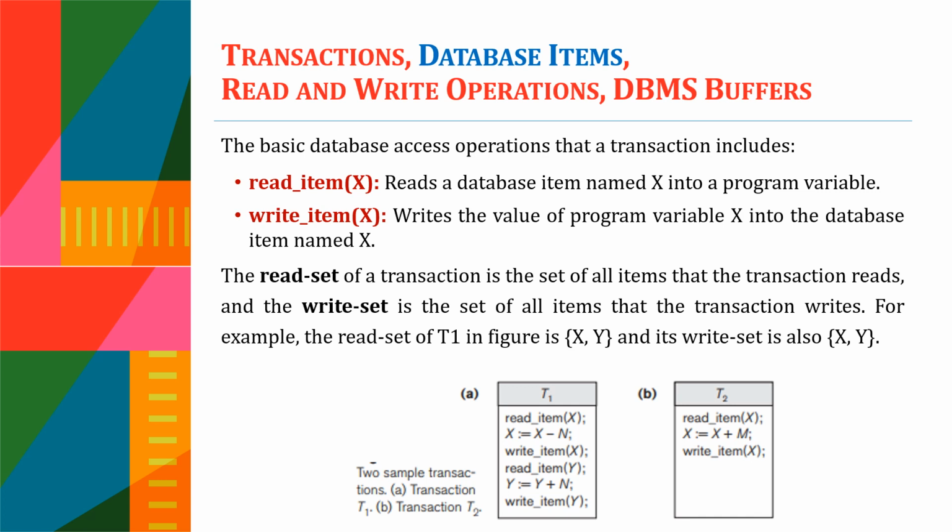For example, the read set of transaction T1 in the figure is {X, Y} because it reads two items, X and Y. And its write set is also {X, Y} because it writes two items, X and Y. So the read set means the set of items that the transaction reads and the write set means the set of items that the transaction writes.